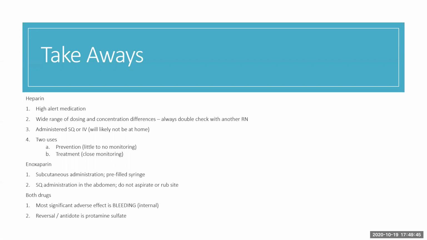Both drugs, the most significant adverse effect would be bleeding, and we worry the most about internal bleeding, which is bleeding that can occur and go on for a long time before we're aware that it's happening, which then can put a patient into risk for hypovolemic shock or even a neurologic event. The reversal antidote for both of these is protamine sulfate if one is needed.